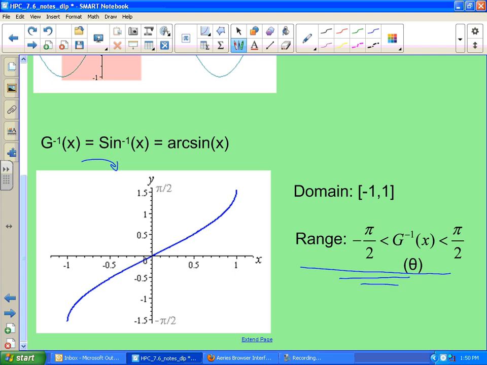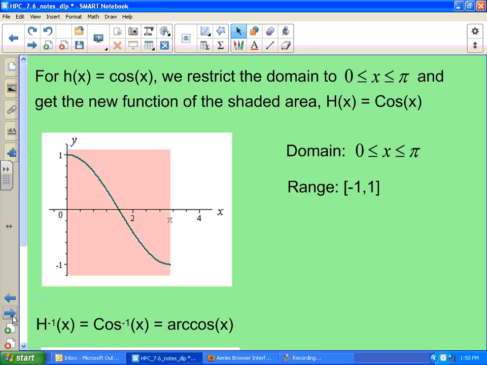What does the cosine guy look like? Little h, little cosine, restricted domain, shaded area. This is different. Notice I'm not on the left-hand side of the y-axis. I'm now strictly in what would be quadrant 1 and 2, from 0 to pi. And I see there I can pass the horizontal line test with that. So the difference is that I'm not going between negative 90 and 90.